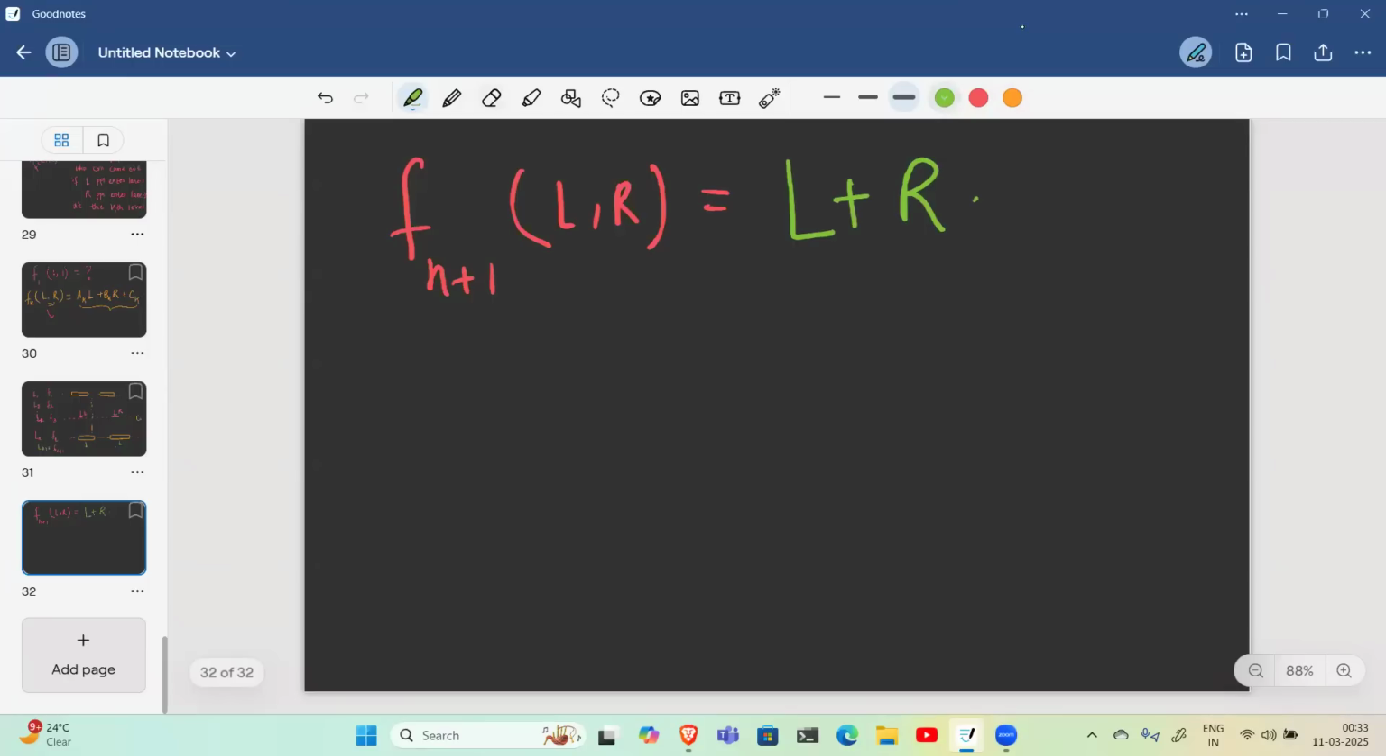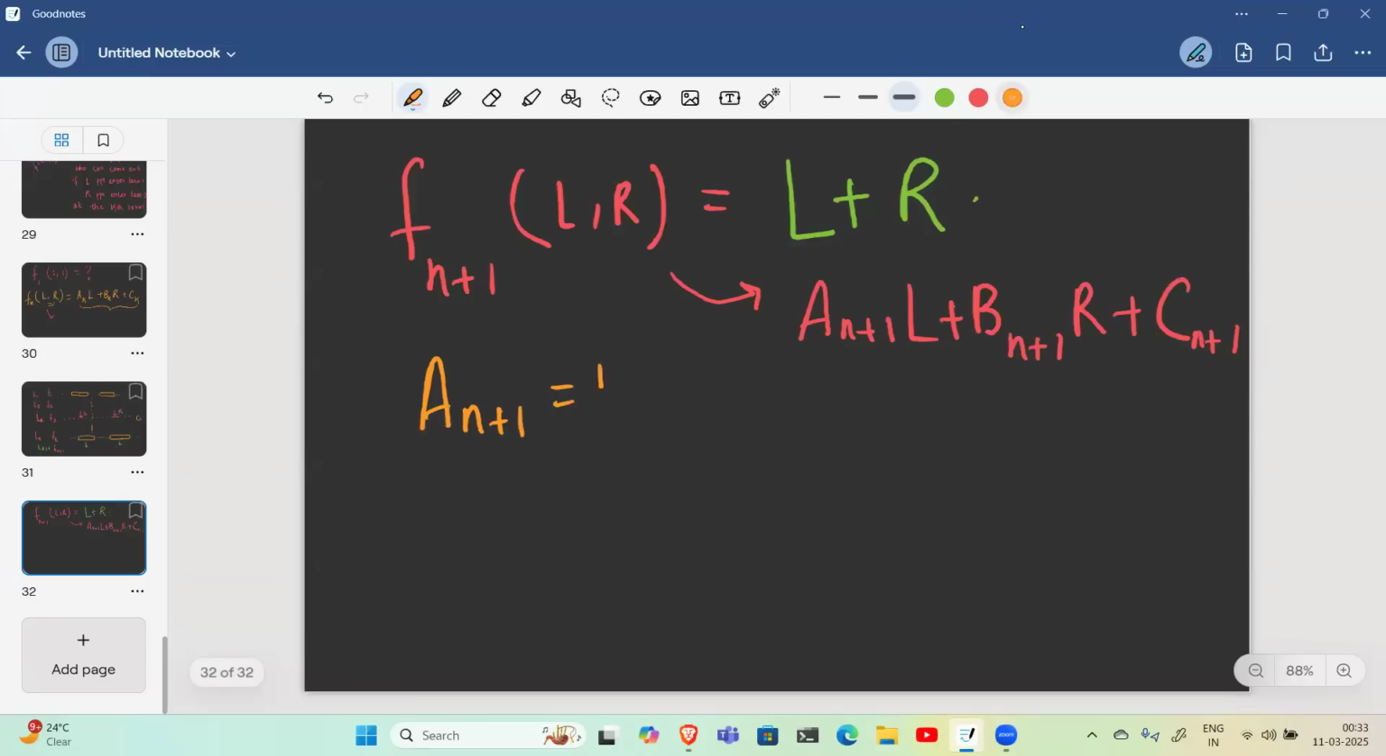So what are the coefficients? Look, that L plus R is also a linear combination of L and R. So if you try to compare it with A n plus 1 L, I initially claimed that any function f k of L comma R would look like this, some linear expression of L and R. So here for n plus 1, I have already shown that A n plus 1 is 1, B n plus 1 is 1, and C n plus 1 is 0. Isn't it? This is basically 1 into L plus 1 into R plus 0.